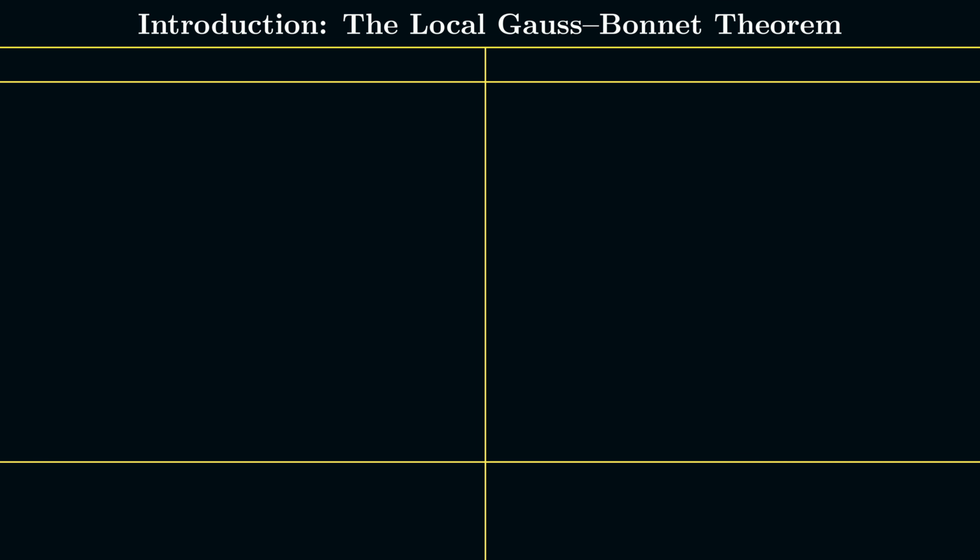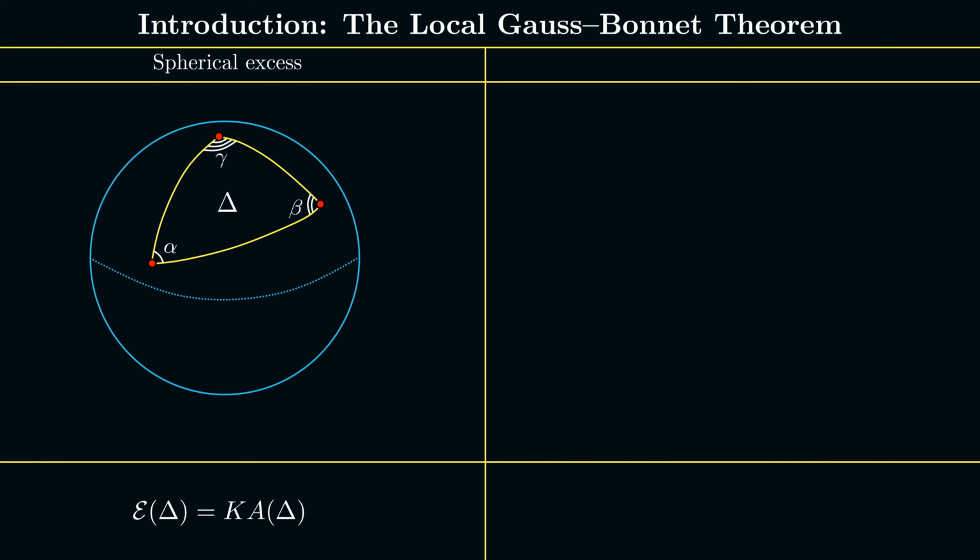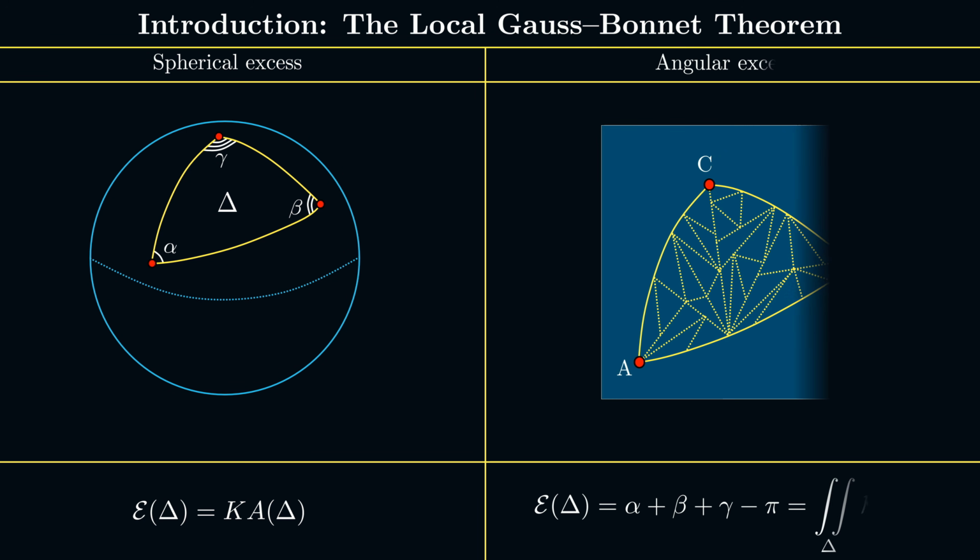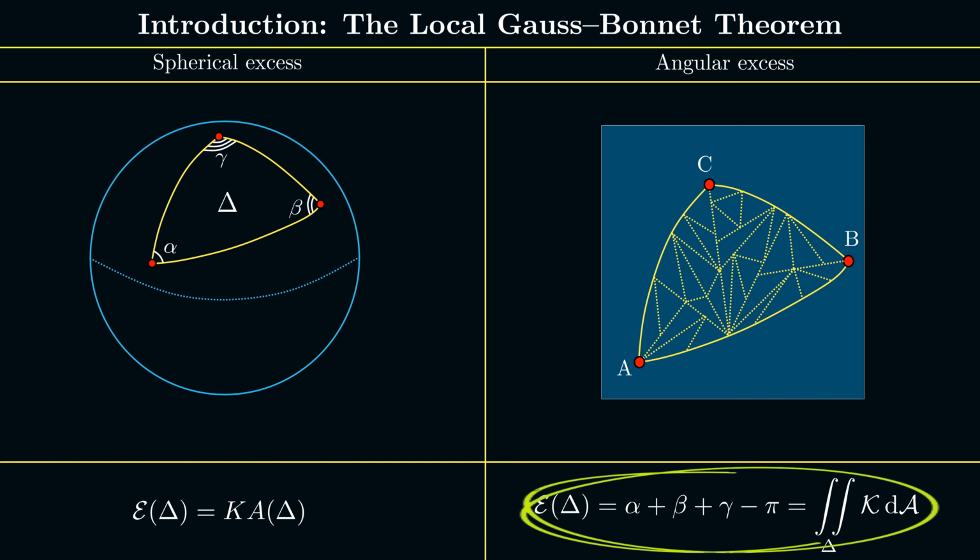If the curvature is constant, everything looks simple. The angular excess is equal to the curvature multiplied by the area. But on an arbitrary surface, the curvature can change from point to point. Therefore, the contribution of each small region will be unique. This is exactly the generalization provided by the Local Gauss Bonnet Theorem. Let's now examine this in greater detail.